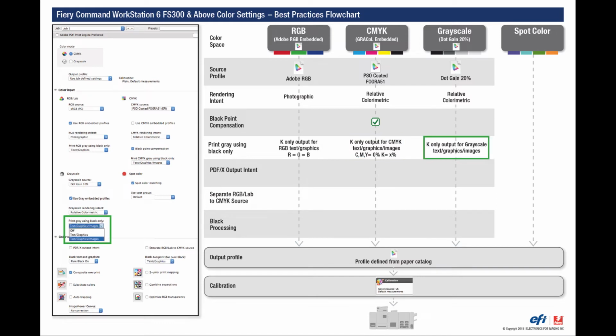When we go to the grayscale sources, that's the same discussion. In this case, we only have one channel. You certainly don't want to have that converted and printed as color if you think it's a grayscale page, so we'll typically set this to text graphics images.